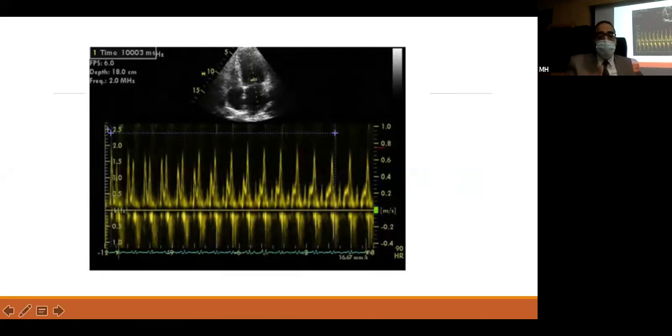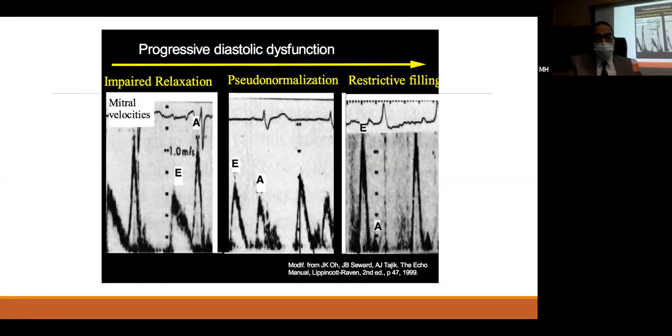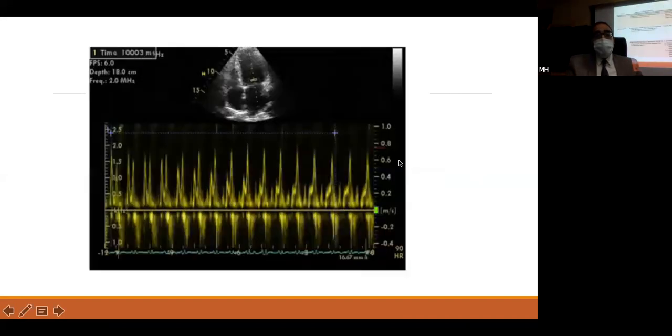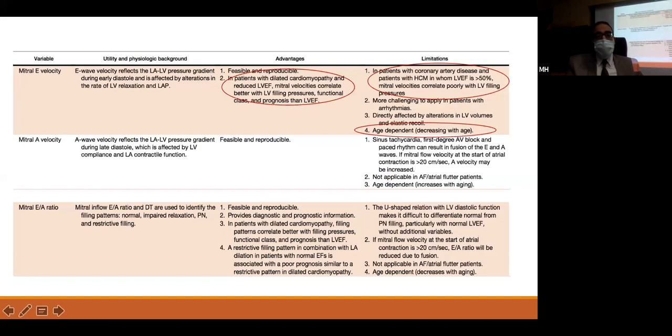But we have other variables that can be used, like tissue Doppler, and I will clarify this later on to confirm the presence of diastolic dysfunction. With grade 3 or restrictive filling, the E/A ratio actually increased to more than 2. So the ratio here increased significantly. So this means a grade 3 diastolic dysfunction. But importantly, there are very, very important limitations in assessment of the diastolic function by the mitral inflow velocities alone.